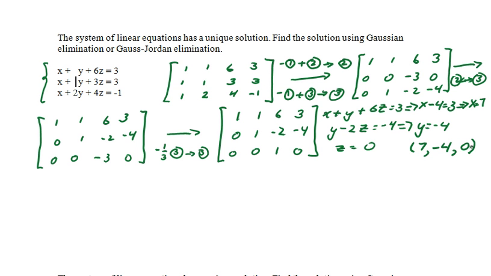Alternately, we could have gone a couple steps further and made these three numbers into zeros, and that would have been the Gauss-Jordan method, because then we would have had reduced row echelon form, and the last column would have ended up being 7, -4, 0. I'm going to use the Gauss-Jordan method in the next example.